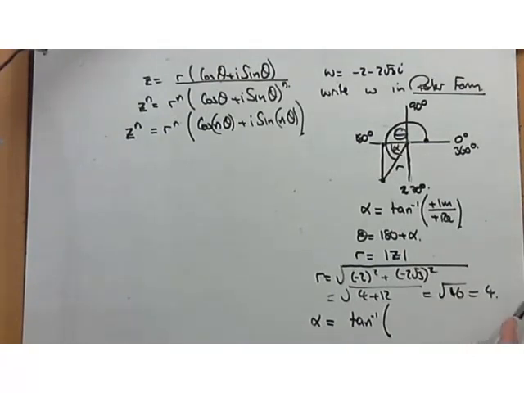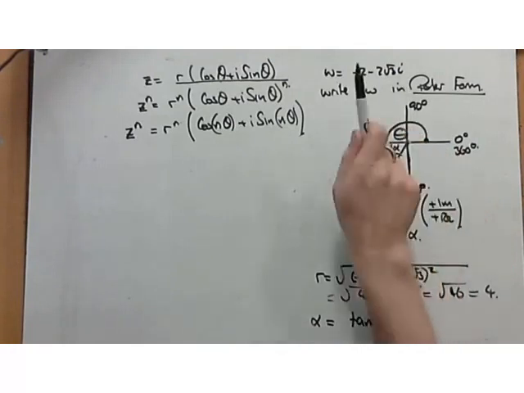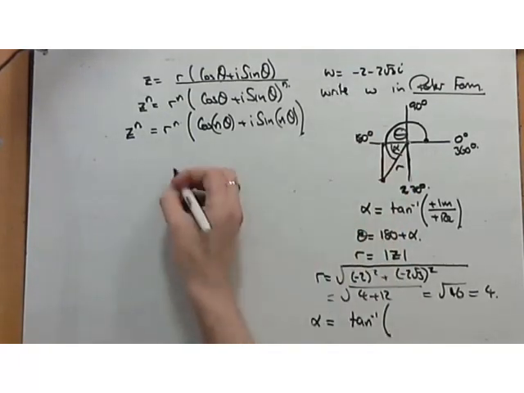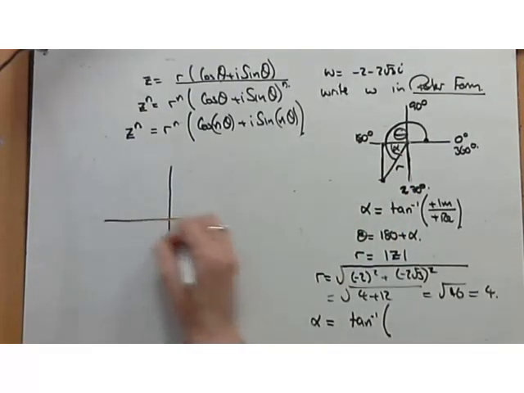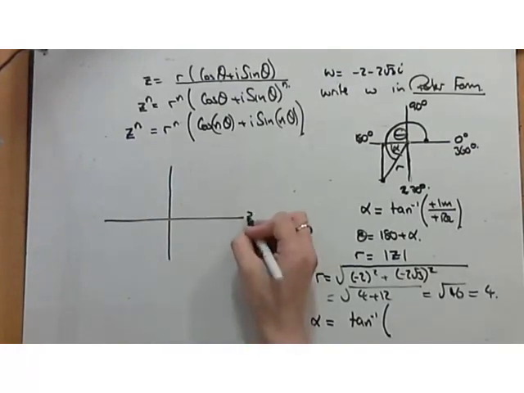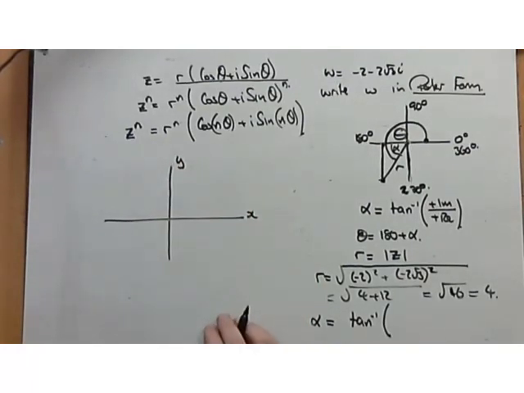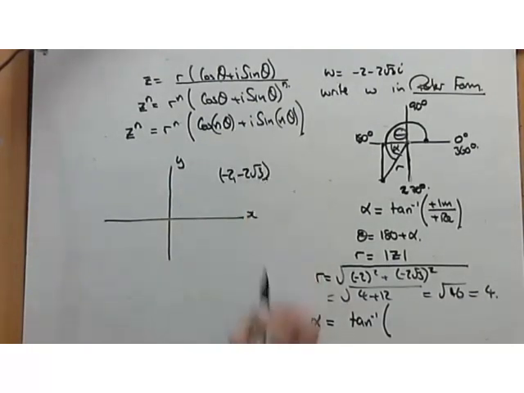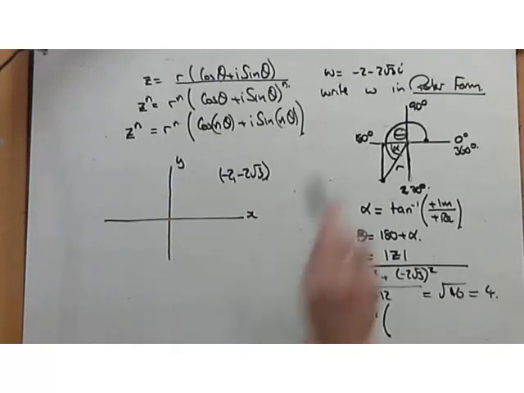What I said was this. The first thing you do is look at the number w and find out where it is. If this was just a normal x and y grid, you would find that number at the point minus 2, root 3.